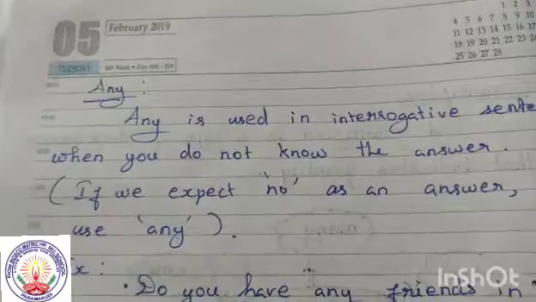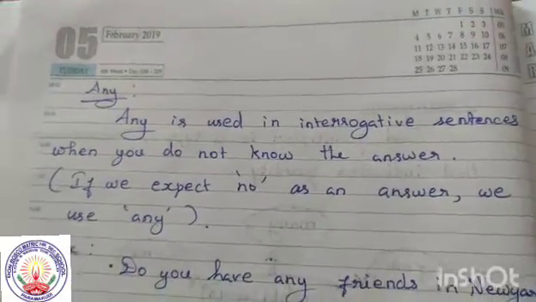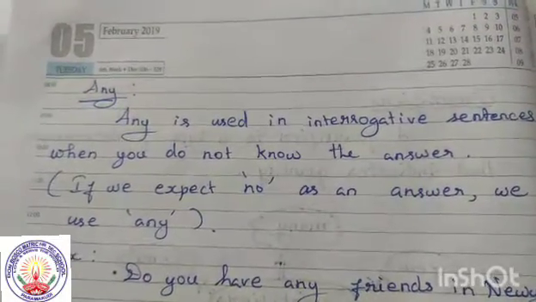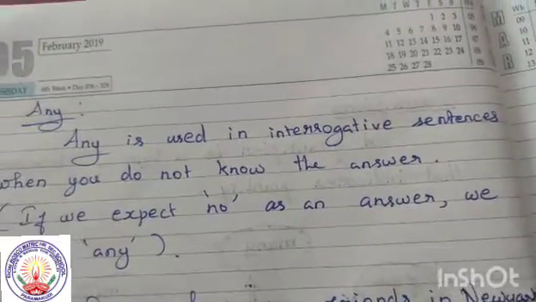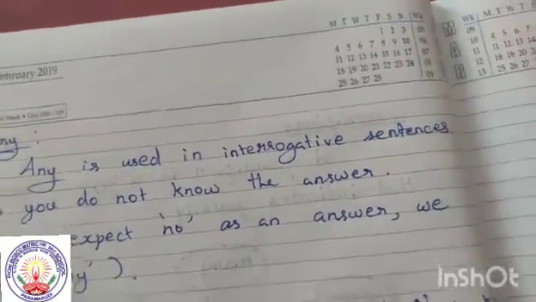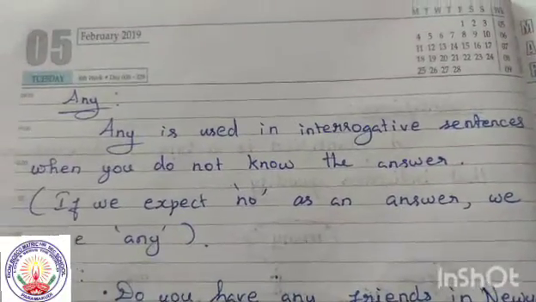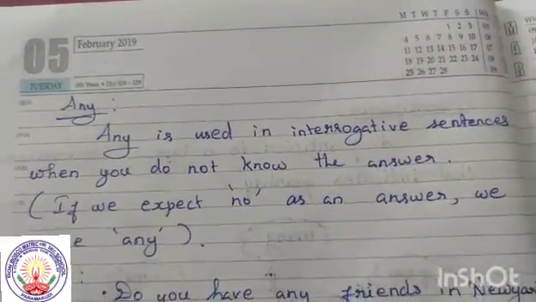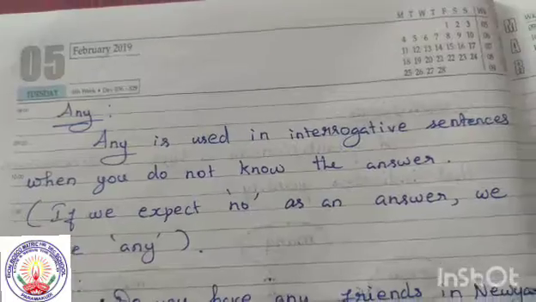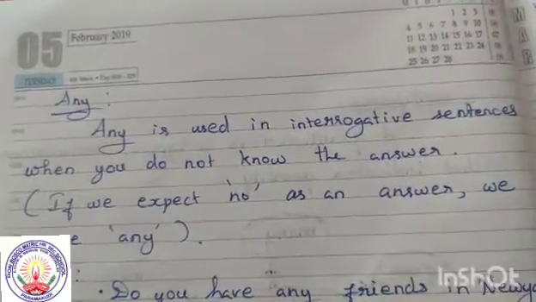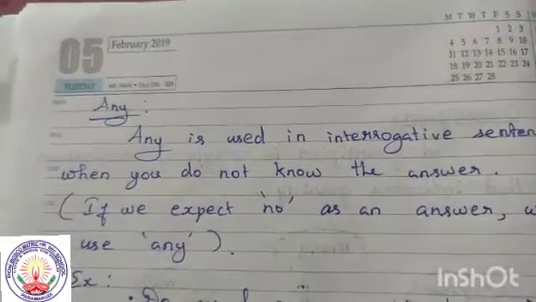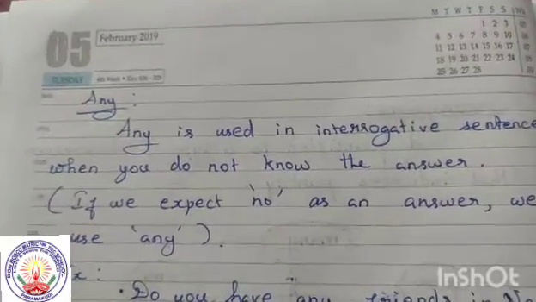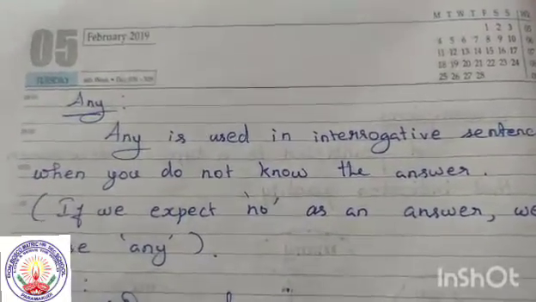Now the usage of any. Any is used in interrogative sentences when you do not know the answer. When you do not know beforehand whether the answer is yes or no, we can use any. If we expect no as an answer, we use any. Even if you know the answer will be no, you can use any. And if you do not know the answer at all, whether he will say yes or no, you can use any in interrogative sentences.